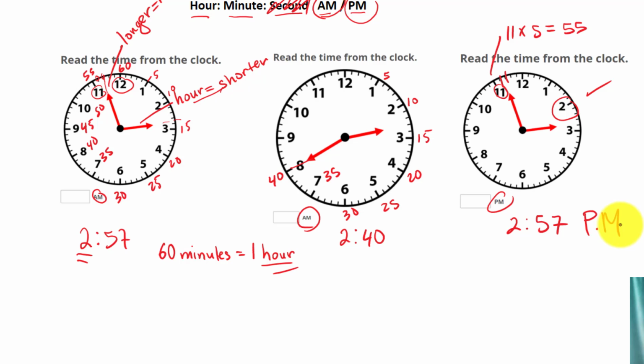And if you notice, we have 12 hours on the clock, but the day has 24 hours. That's why we divide into AM and PM, 12 of each. What's 12 plus 12? We got 24. Now, let's do some practice problems and check our answers.